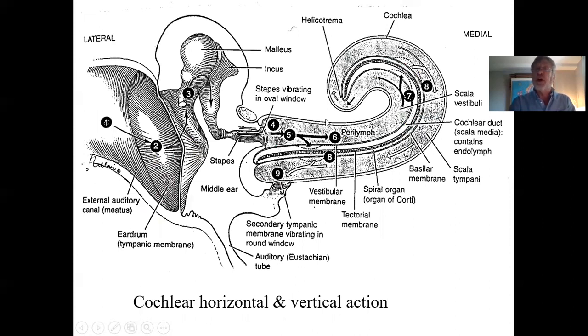And the only reason you get vertical action resulting from horizontal action is due to the buildup of fluid from the wider end having to go around the narrow helicotrema.